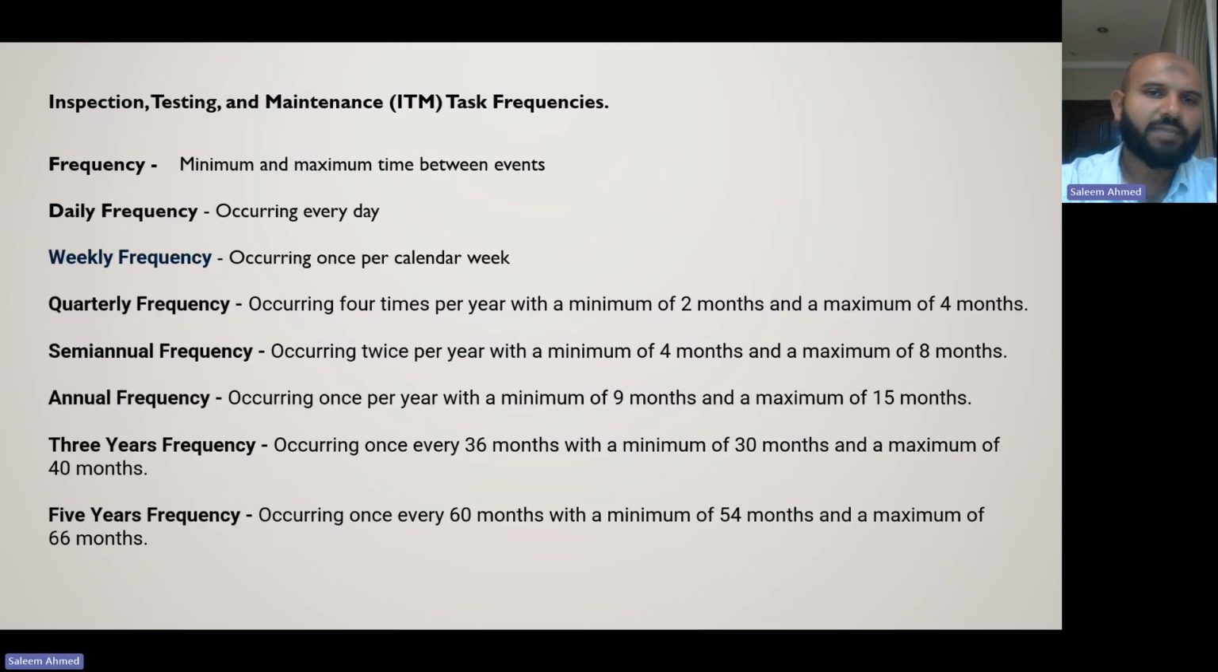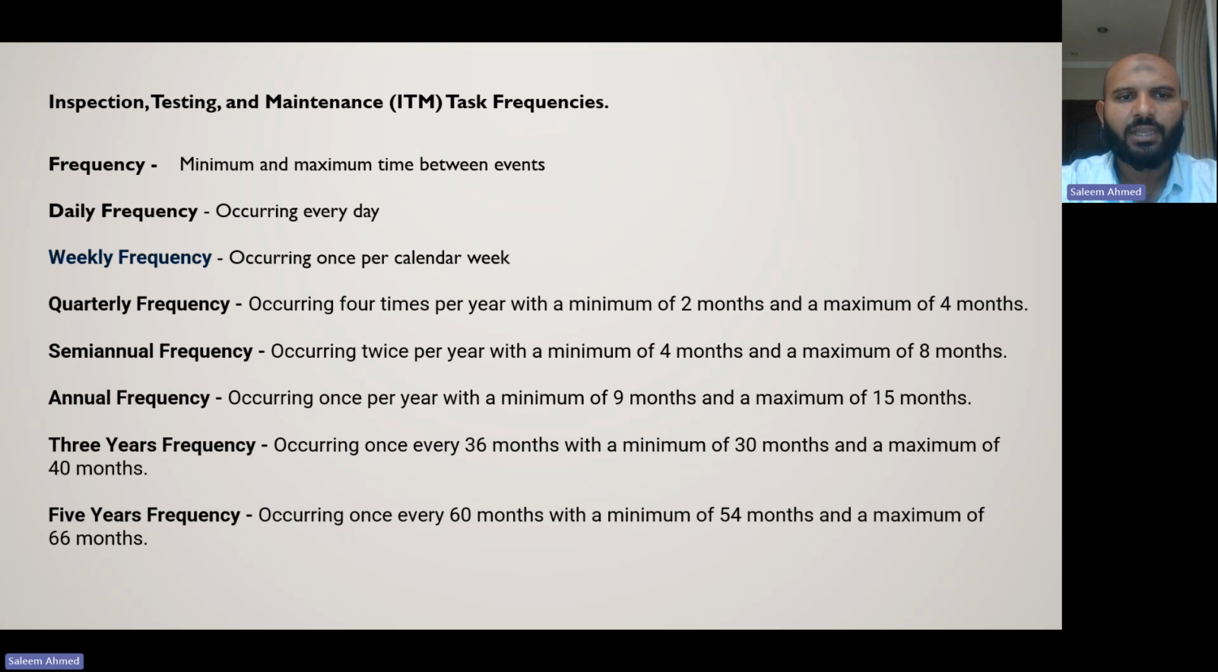Okay, ITM frequencies. When we talk about ITM, we have to understand the ITM frequency as well. There are different types of frequency: daily, weekly, quarterly, semi-annual, annual, 3 years, 5 years, 10 years. So there are multiple frequencies. If it is daily, we have to do some inspection, testing, maintenance daily. Weekly means it occurs once in a week.